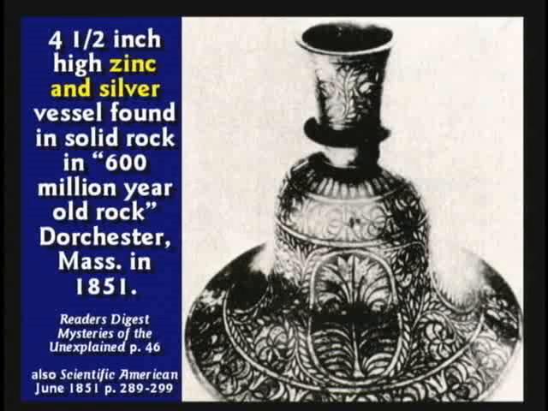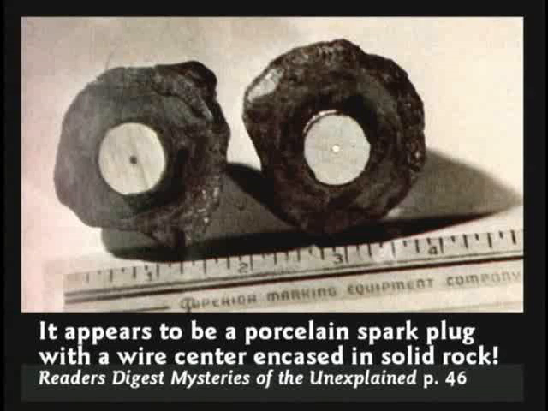Who knows? Don't know what it is. This zinc and silver vessel was found in solid rock, supposed to be 600 million years old. No, this is pre-flood, not pre-Cambrian. What appears to be a spark plug was found encased in solid rock. This was in California, from Reader's Digest, Mysteries Unexplained.